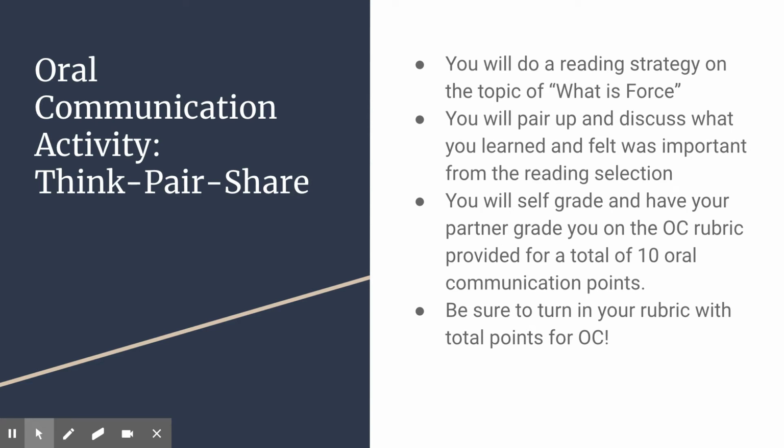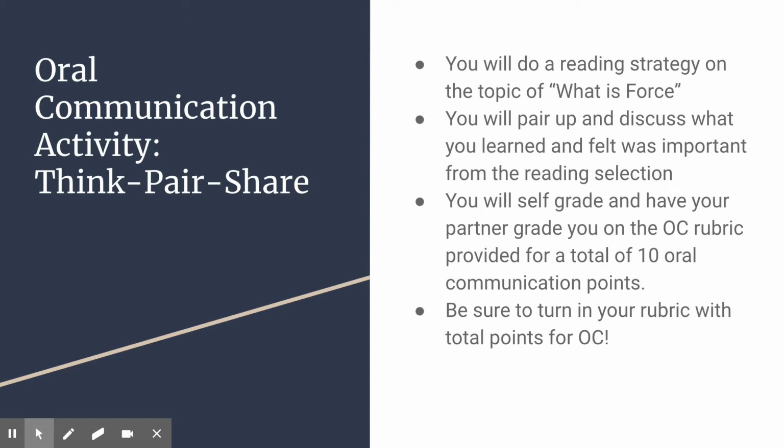So today we're going to be using our book. You'll find that I also have a PDF of the book pages in today's lesson plan. We're going to do a reading strategy on the topic of what is force, so very similar to today's warm-up. You're going to read the reading selection that your teacher gives you with a specific reading strategy. And after reading the part of the textbook, you'll pair up and discuss what you learned and what you felt was important from the reading activity. So this is very similar to a think, pair, share.